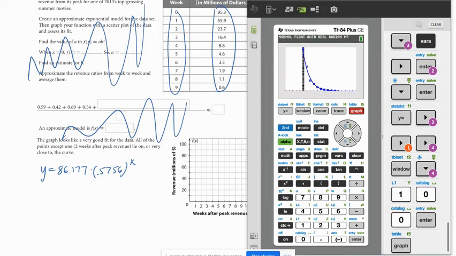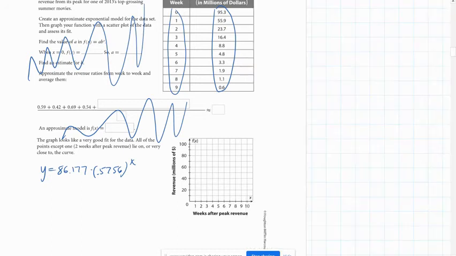And I could also sketch that here by plotting the points and drawing the curve. So for example, we would have 0, 95, and we would have 1, 55.9, and 2, 23.7, and so on and so on, and we get our exponential regression curve.